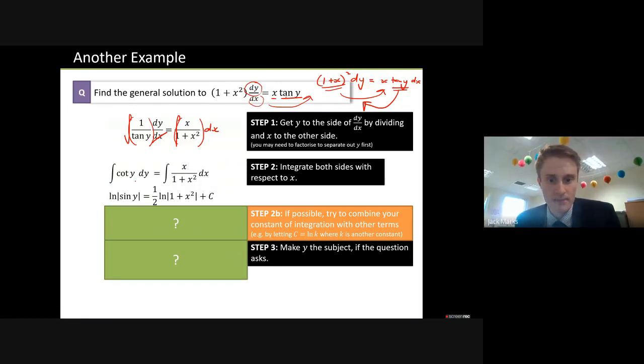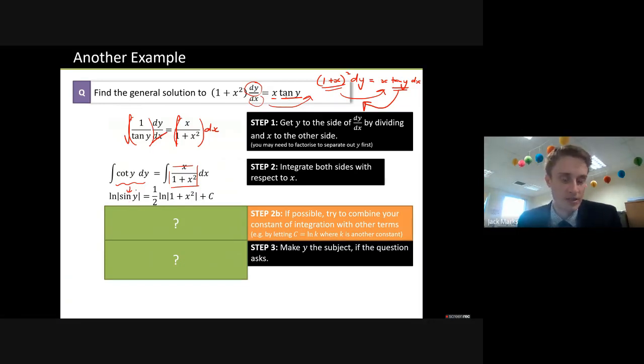So cot y, I think this is one that's in your formula booklet. Okay, natural log of sine y. And over here, well, you've got a reverse chain rule or substitution, however you prefer to solve it for this one here. Okay, plus c. And again, we said plus c, we tend to put on the right-hand side. Same as before, what does it say? It just says give the general solution.